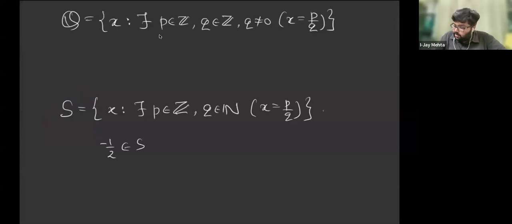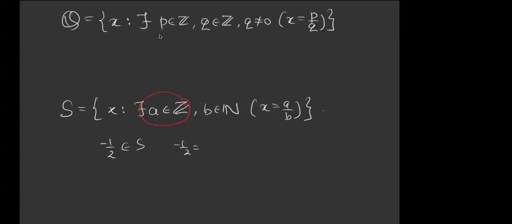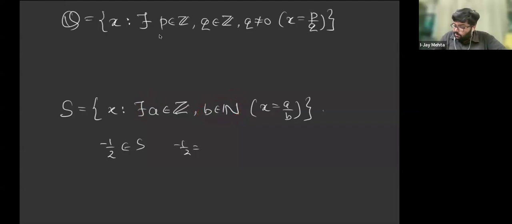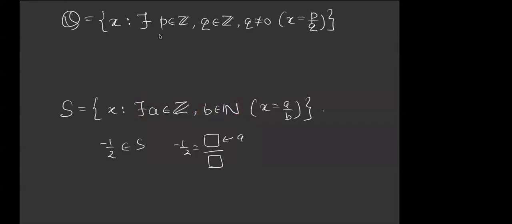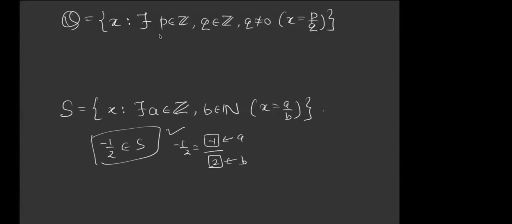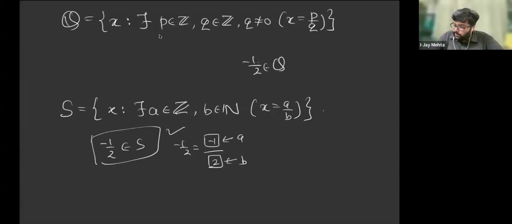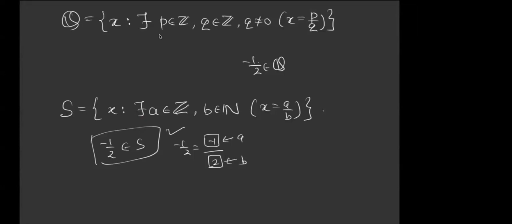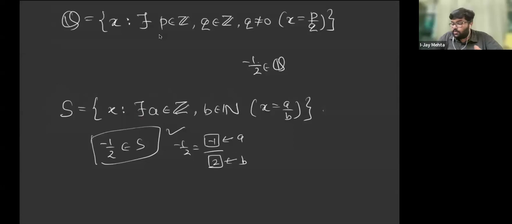And can you give me P and Q? Or let me write here A and B so that confusion is not there. Now minus 1 by 2 belongs to S. That means there exists some integer A and some natural number B. Can you give me that A and B? A is equal to -1, B is equal to 2. Okay. So I can confirm that this element belongs to S. Good. But does minus 1 by 2 belong to Q? Yes, sir. But you are saying they are not equal.